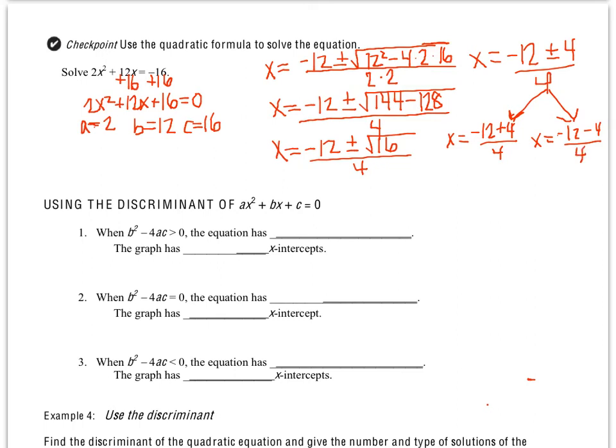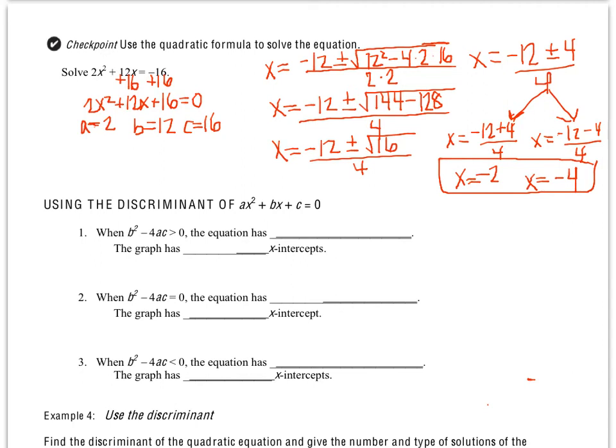So negative 12 plus 4, well, that is negative 8. Negative 8 divided by 4 is negative 2. So x equals negative 2, or x equals negative 12 minus 4, which is negative 16. Negative 16 divided by 4 is negative 4. So there are my 2 solutions.